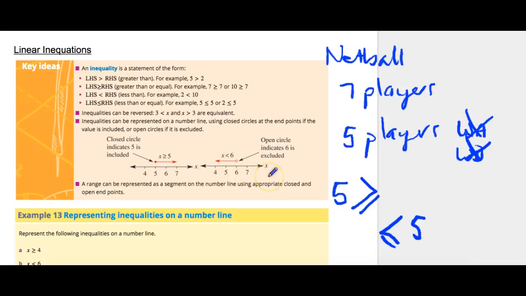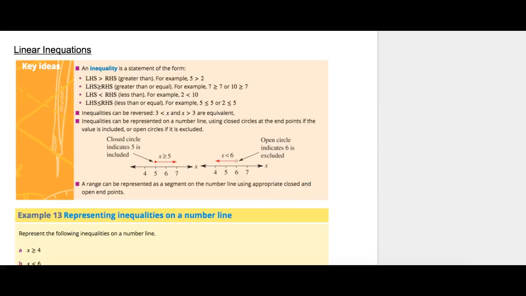Okay, so we can have 6, we can have 7, or we can have 5, but we can't have 4, 3, 2, 1. So that means we can also put on this side 6 and 7 is greater than 4, 3, 2, 1. And a lot of sporting games are like that.